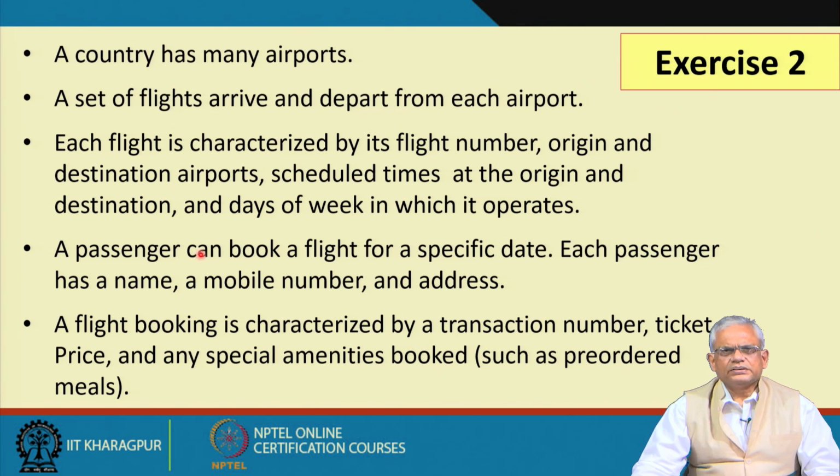Passenger is an object aggregated by a passenger register, and then the passenger is associated with a flight, and the passenger details are given here, and then the flight booking is characterized by the transaction number and so on. So, the passenger will make a booking, and the booking is for a specific flight. We can represent that here.